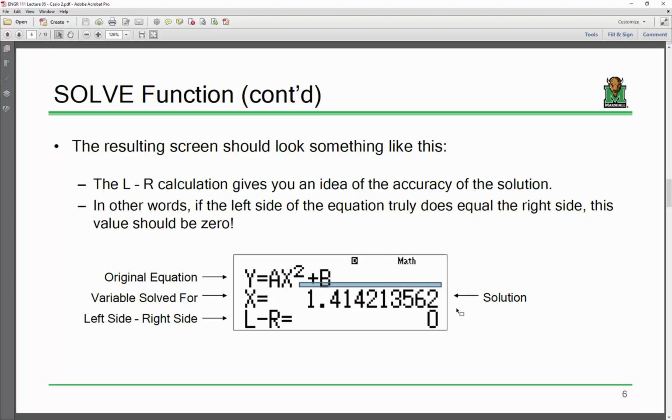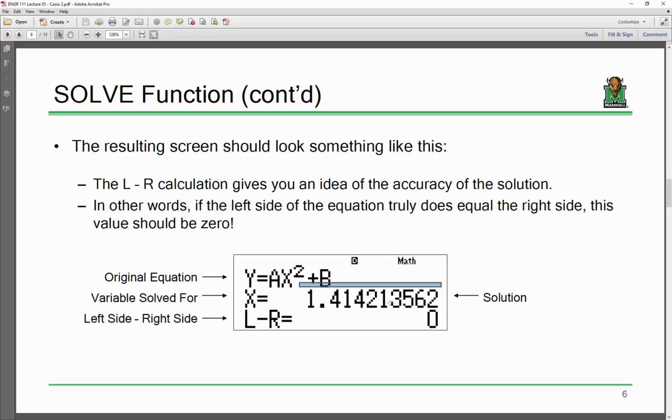The way the calculator determines whether or not that answer is correct is it takes the left side of the equation, so in this case, it would evaluate y, and then it would evaluate the right side of the equation, ax squared plus b, and then take the difference. If the left side of the equation truly does equal the right side of the equation, then L minus R should be 0. Okay? So the closer L minus R is to 0, the better the accuracy of your answer.